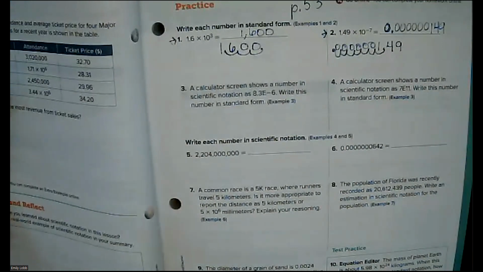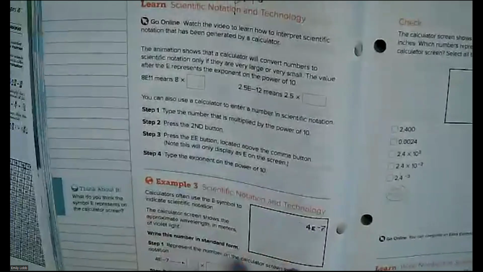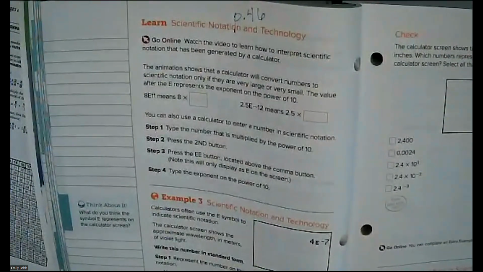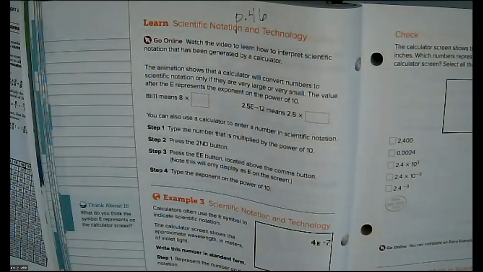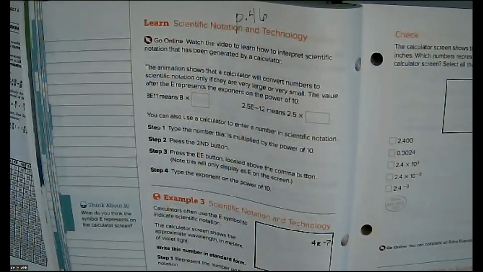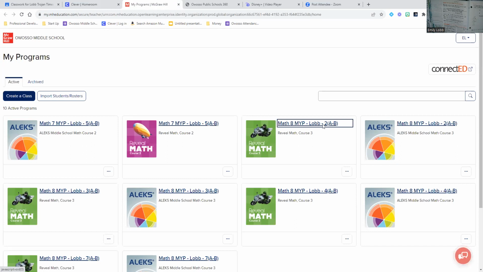All right, let's look at what a calculator shows on page 46. So this is page 46. All right, there is a quick video here. I wanted to show you the quick video. This is 1-5 in reveal.